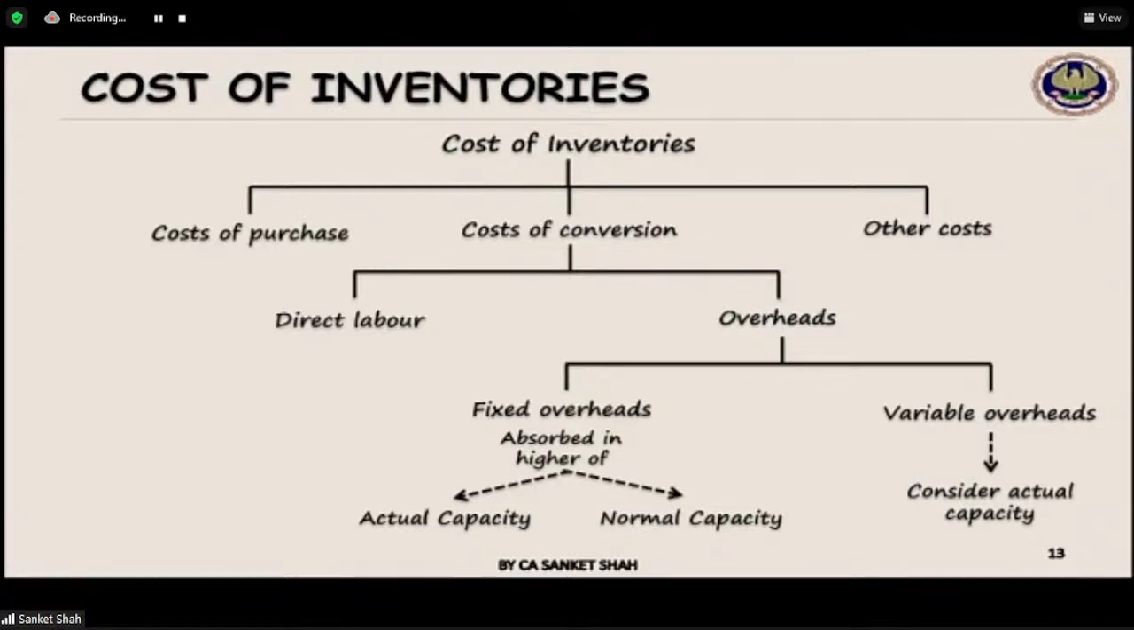Now this part, मुझे खुद को समझने को बहुत time लगा था when I was in inter. So please note down that fixed overhead and variable overhead part. It's very important.